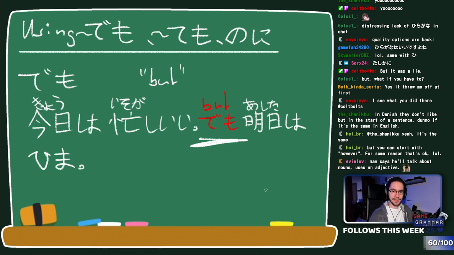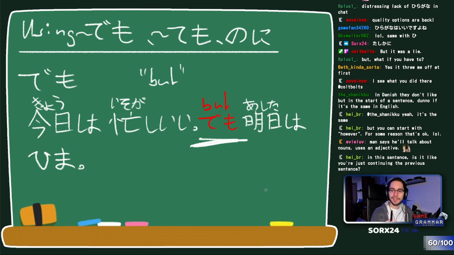I said that we'll start with demo at the start of a sentence, and then we'll talk about nouns and other things later. It's like you're continuing the previous sentence. In a sort, yes. I feel like that's a hard question to answer because you're kind of always continuing the previous sentence when you have coherent conversations, right? It all ties together in a way.